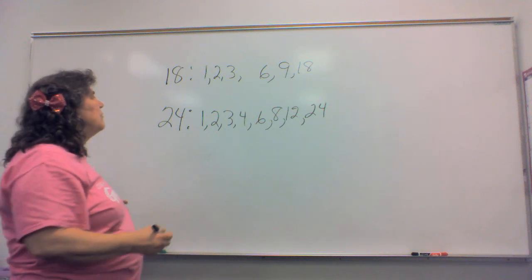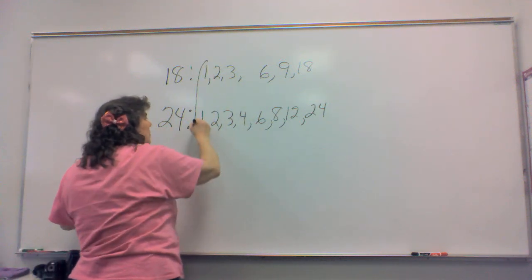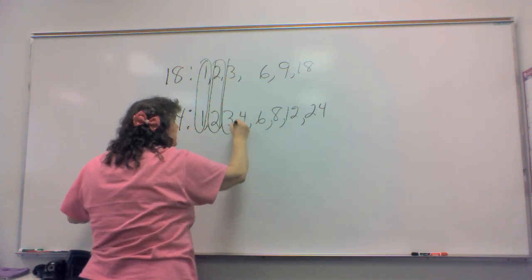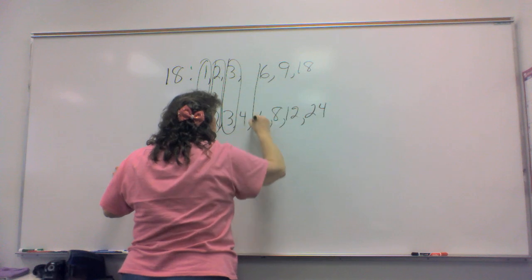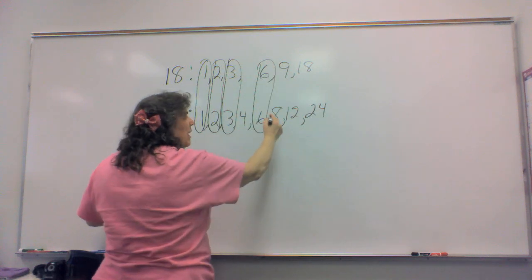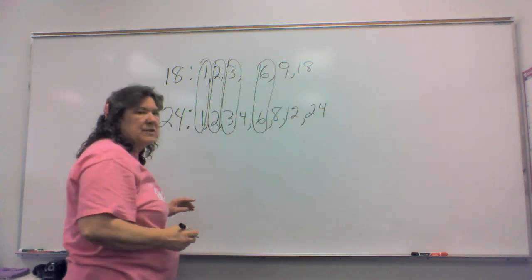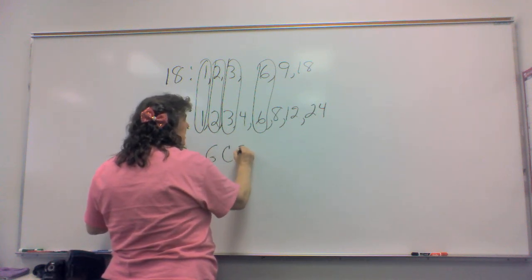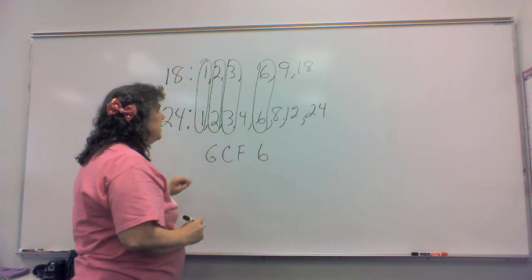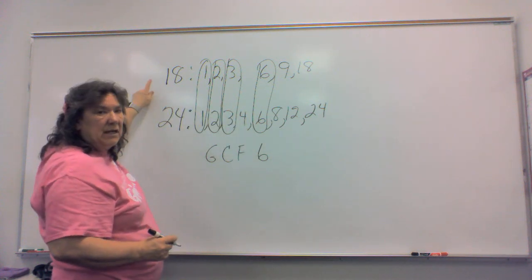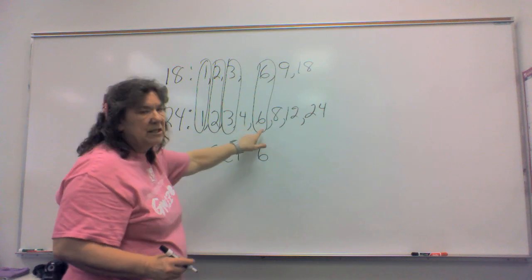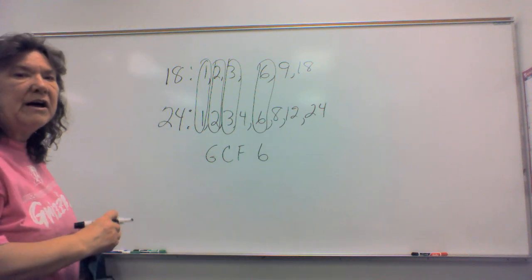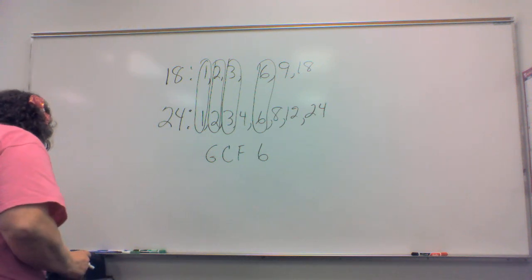So now let's look at what they have that are the same. 1s are the same, 2s are the same, 3s are the same, 6 is the same, and none of the others are the same. So your greatest common factor in this case would be the number 6, because 6 goes into both 18 and 24, and it's the largest of the choices. So this is one method that you can use to find the greatest common factors.